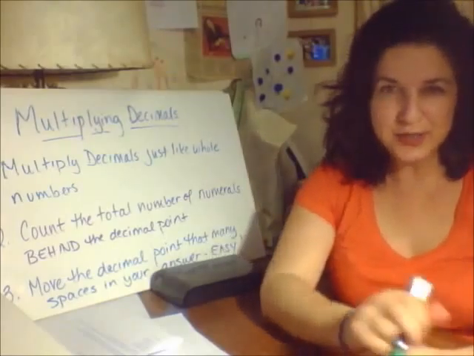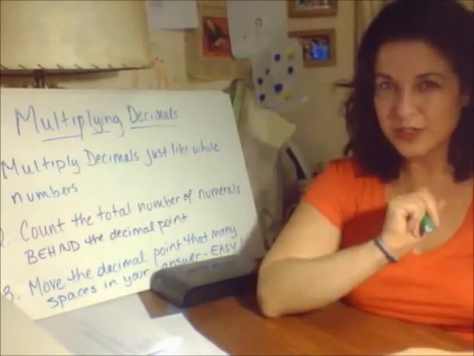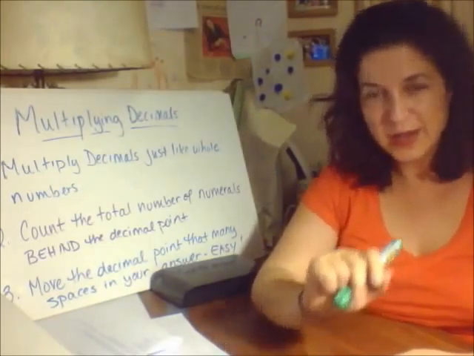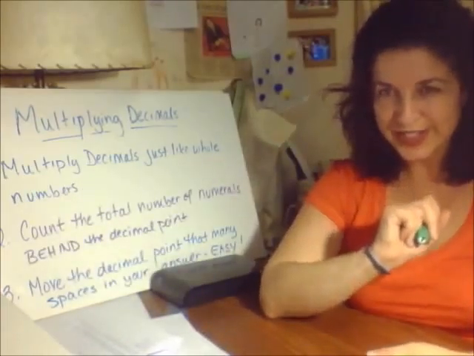Okay, so the good news is multiplying decimals is quite a bit like multiplying whole numbers, except that there's one little trick that you need to use to figure out how many of the numbers in your answer are actually going to be behind that decimal point. So I will show you the trick.